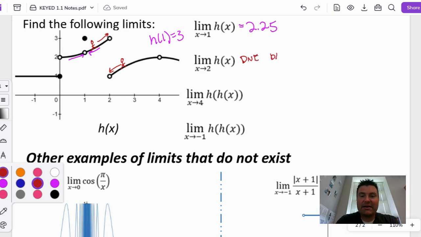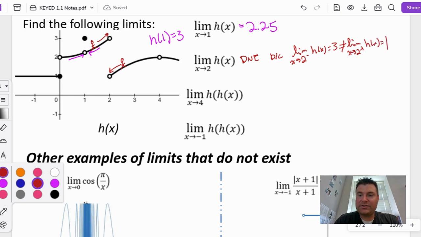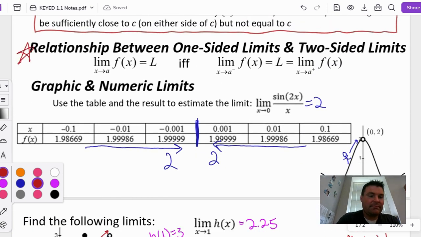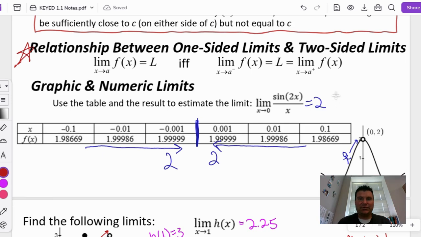And anytime we put does not exist, we have to explain why. That is, the limit as x approaches 2 from the left of h of x, which is 3, does not equal the limit as x approaches 2 from the right of h of x, and that is 1. Since those paths are not equal, the limit does not exist, and that is from our relationship between one-sided and two-sided limits.